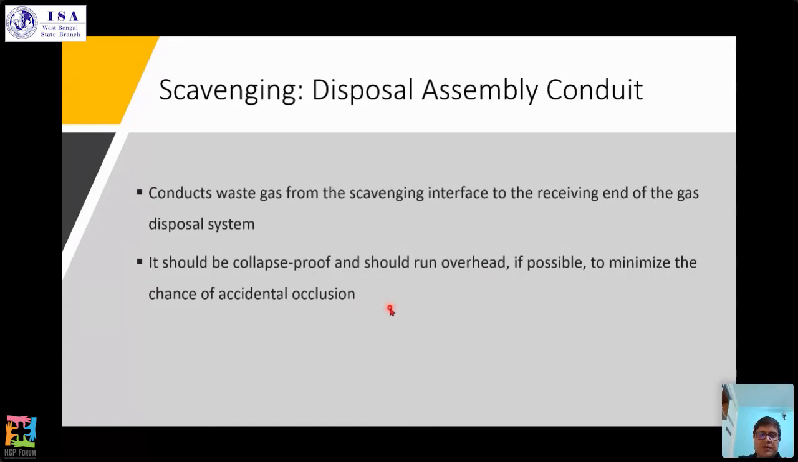It runs on the floor most of the time. Somebody steps on it and the tube gets narrower. Somebody steps off and again it becomes narrower, and some of the time it becomes very narrow and will cause an increased pressure. So it should run overhead and should be a collapse proof tube. Collapse proof tubes are more expensive. So sometimes people cheap out when buying, and we can have a tube which can collapse and increase resistance.